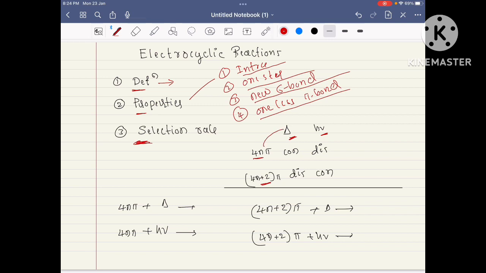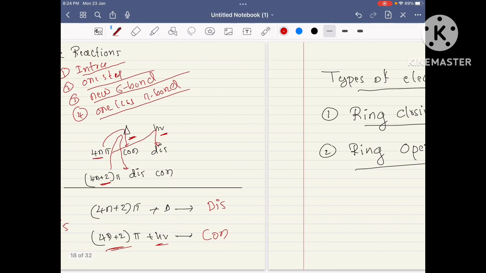4n pi and thermal condition means conrotatory. 4n plus 2 pi and thermal condition means it is disrotatory. 4n pi and photochemical condition means disrotatory. 4n plus 2 pi and photochemical condition means it is conrotatory. So remembering these things is very important.